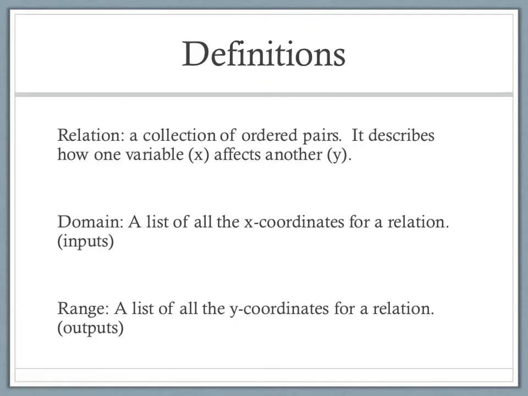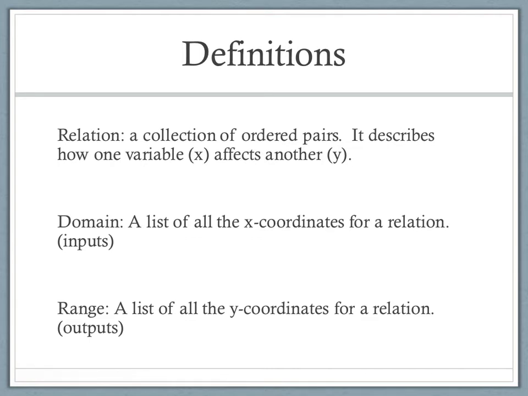Now first we need to get some definitions. So under the definitions on your guided notes, the first one is relation. A relation is a collection of ordered pairs. So it's really just a collection of x and y coordinates, or inputs and outputs. So it's just a collection of ordered x and y pairs.